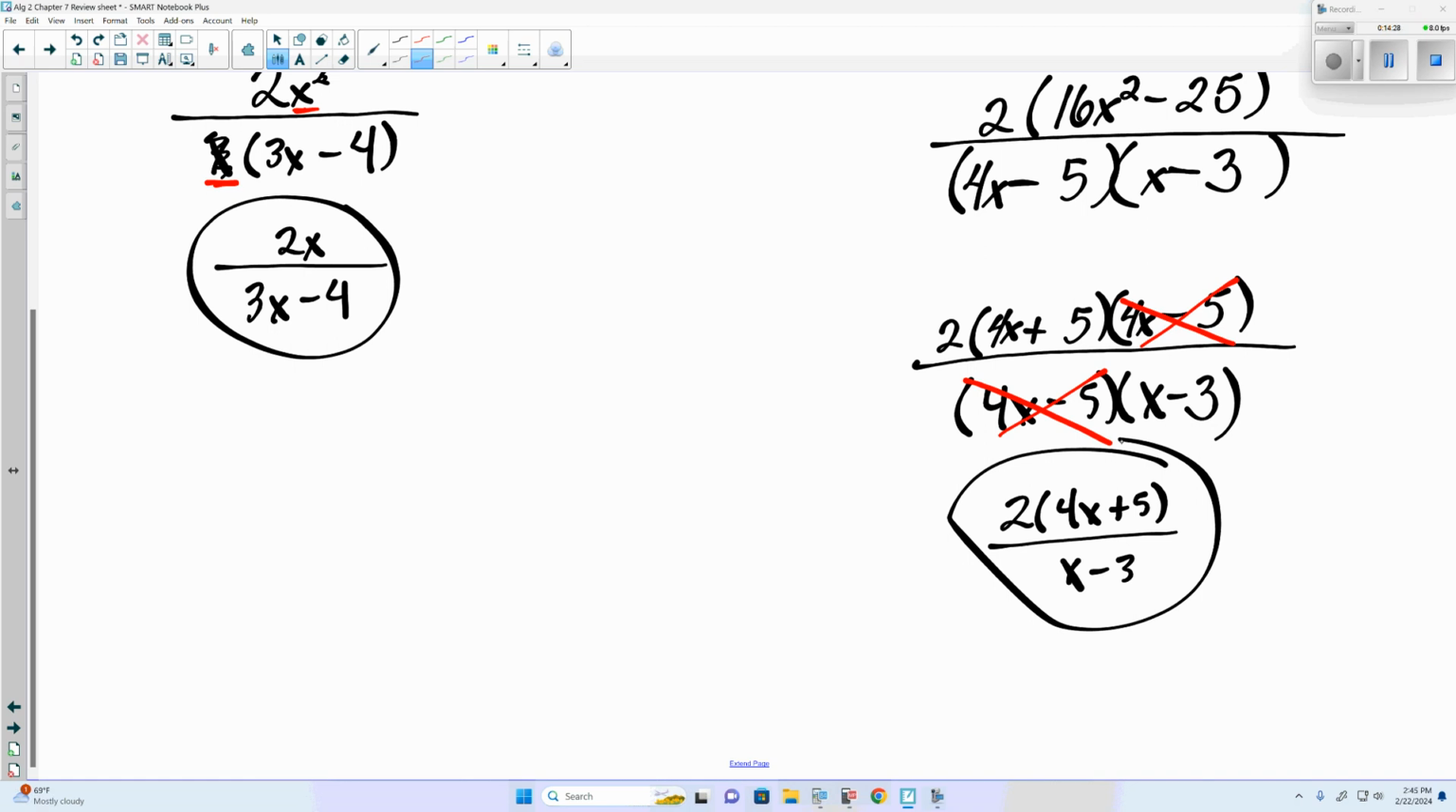Now, for the simplifying part of the test, I make sure that every single one of the problems will simplify in at least one way. So either, like on the first one, a common factor of x on top and bottom will simplify. There's going to be something that simplifies. It's not like one of the ones on the homework where it just didn't simplify at all. There will be some way to simplify them.